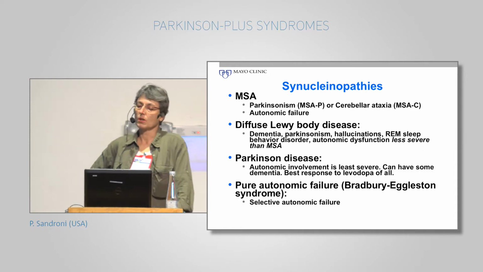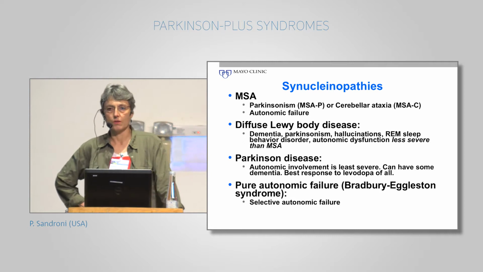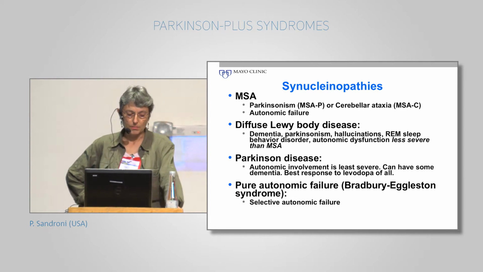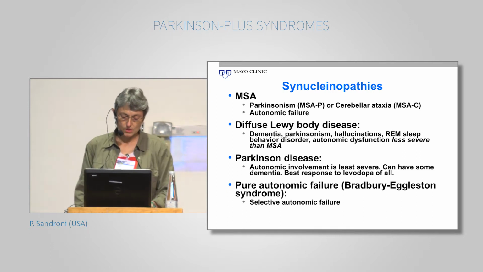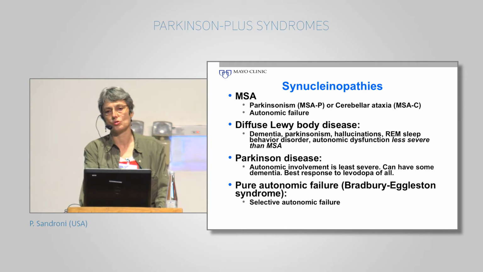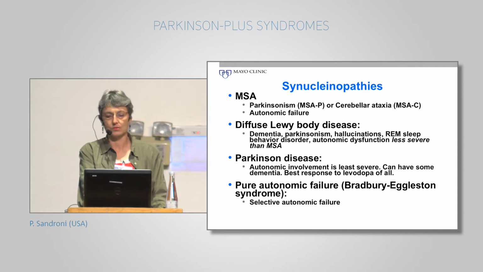There is also pure autonomic failure, in which there is no motor involvement, but it's a selective autonomic problem. But as you'll see in a little bit, some of these patients will evolve eventually into multiple system atrophy. And one of the keys is to try to see if we can identify which patients are at higher risk.